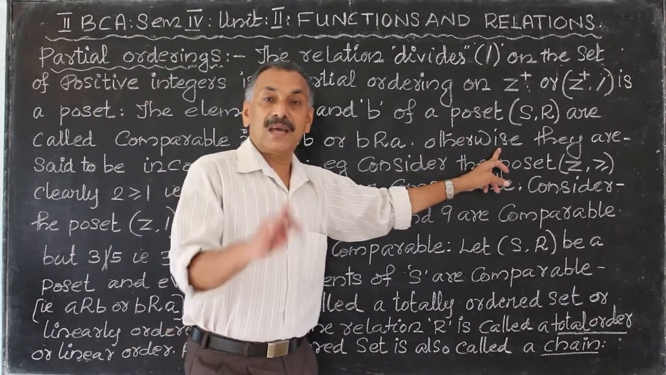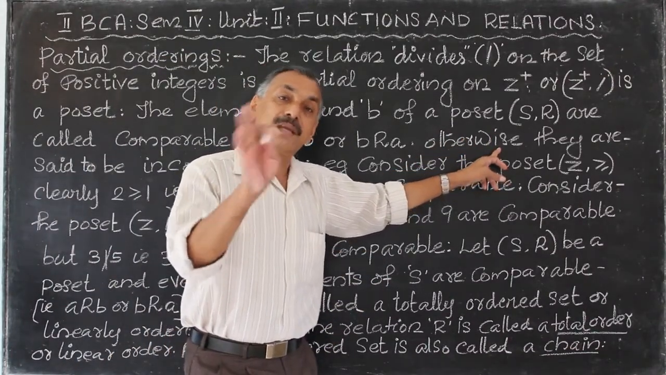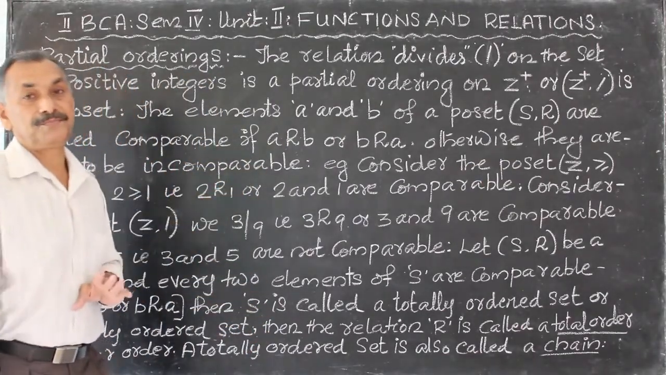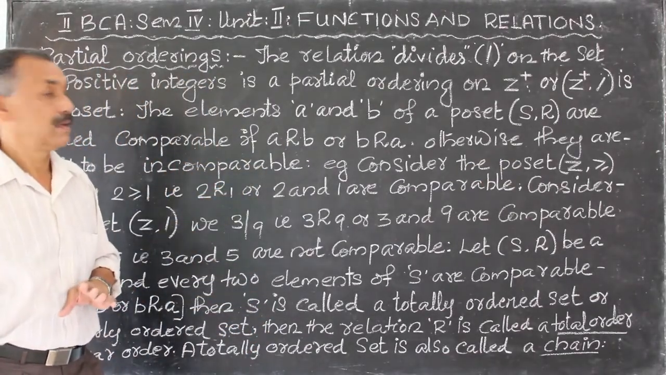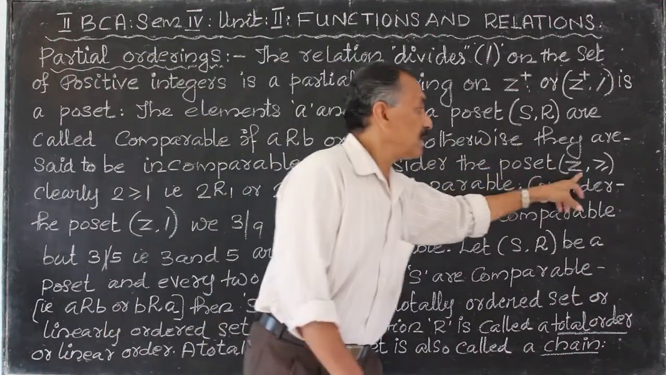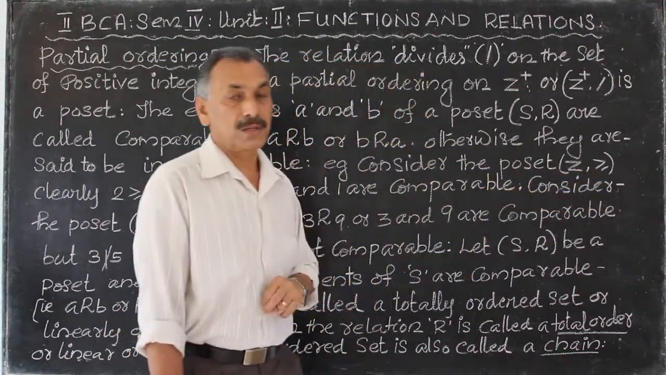Otherwise, that is A not related to B and B not related to A, then they are said to be incomparable.